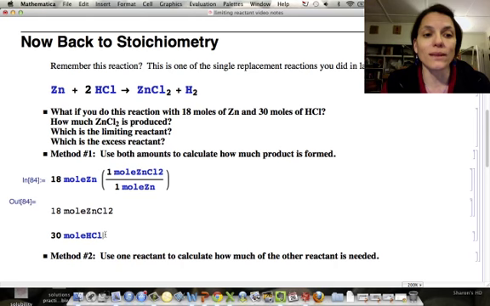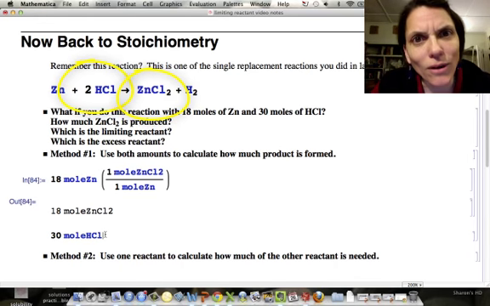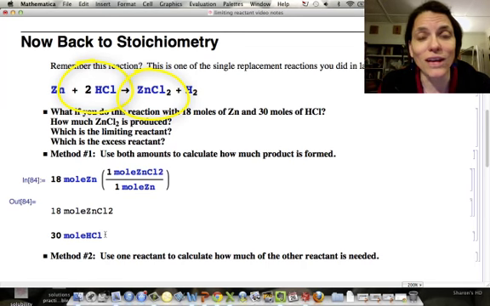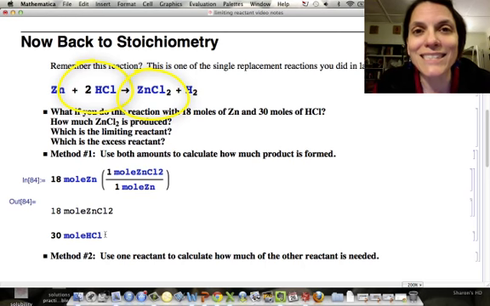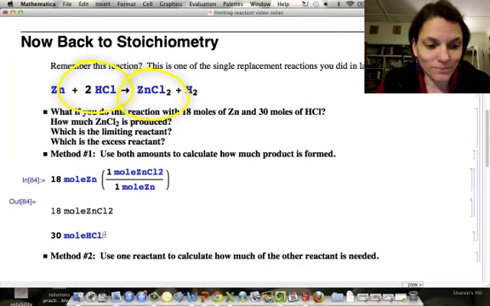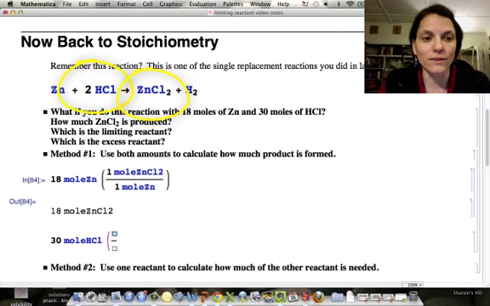Now let's do the same thing if we start with 30 moles of HCl. Now many of you are already figuring this out in your head, okay? And I know you can do this in your head, some of you. But for those of you, to be consistent, I want to give you a strategy. Okay, you're probably wondering, well, why do we have to go through all this? We already know the answer.